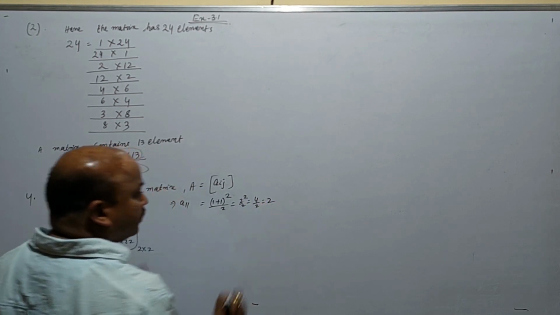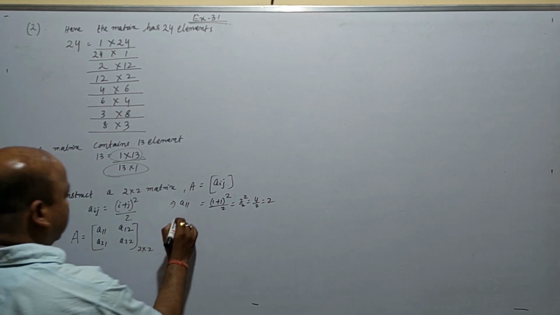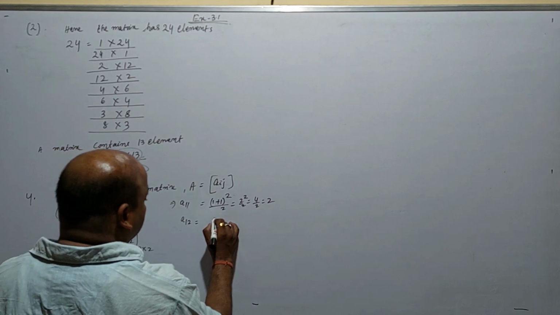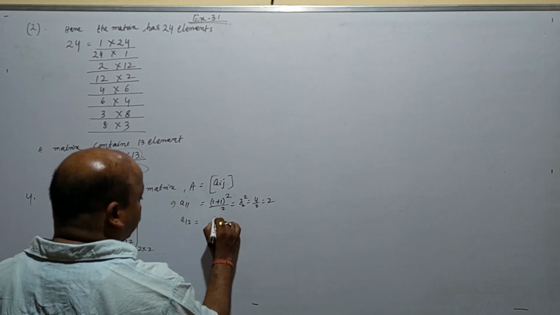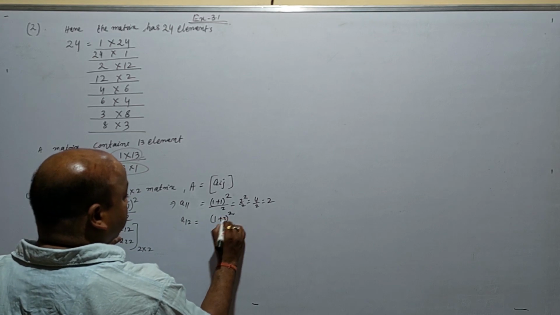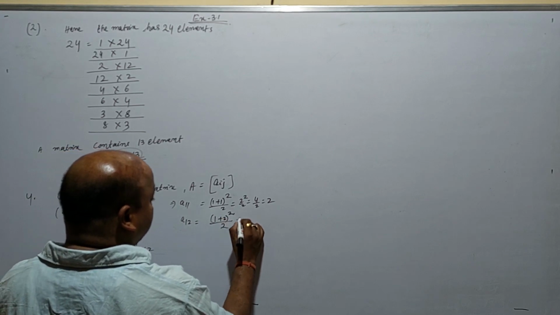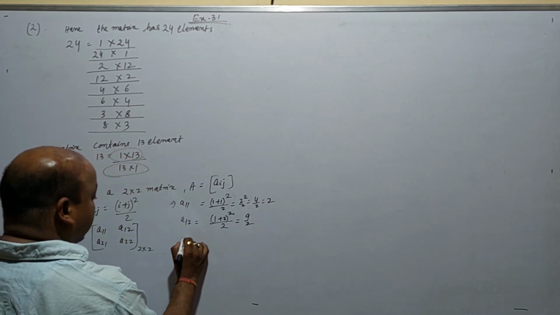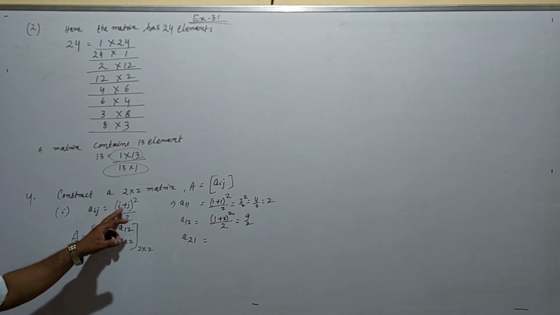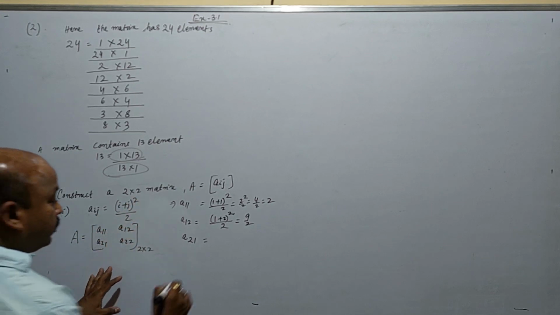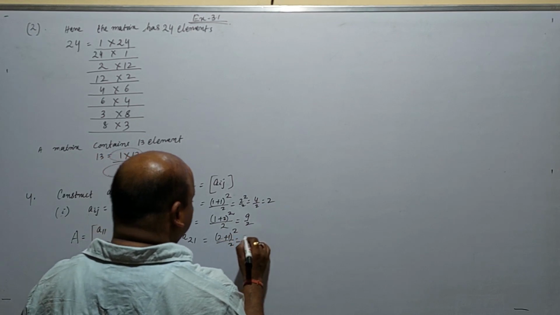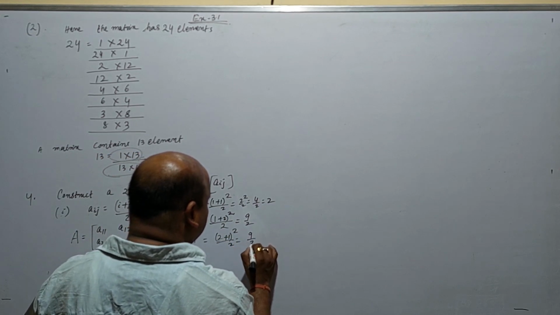4 by 2, it is what? 2. Now, the next one is A12, first row and second column. So i is equal to 1, j is equal to 2. We put here (1 plus 2) whole square by 2, that is equal to 3 square, 9 by 2. A21: i is equal to 2 here, j is equal to 1, and its value is (i plus j) whole square by 2. So we write (2 plus 1) whole square by 2, that is equal to what? 2 plus 1, 3 square, 9 by 2.